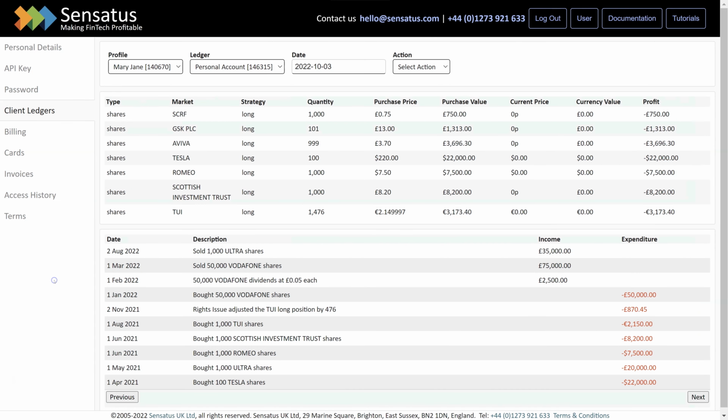In this example, the client bought 1,000 TUI shares for €2,150. After the rights issue, that position was increased by 476 shares at a cost of £870.45, i.e. 476 shares at an offer price of €2.15 multiplied by the euro-pound exchange rate on the 2nd of November 2021.